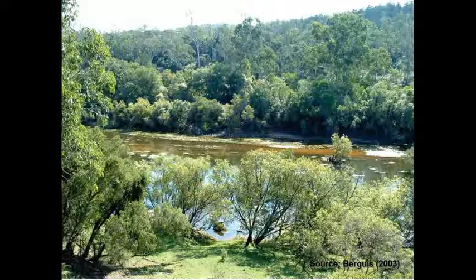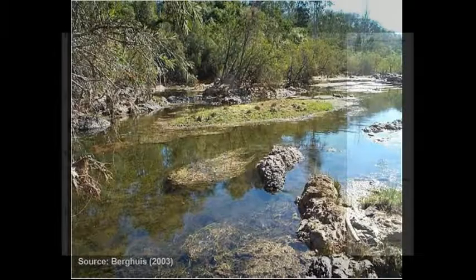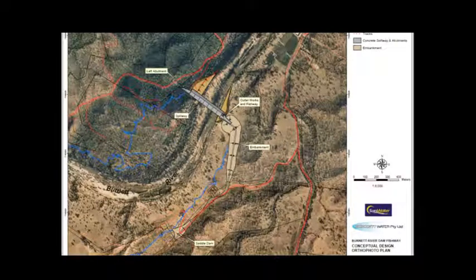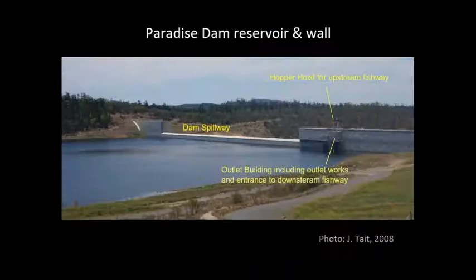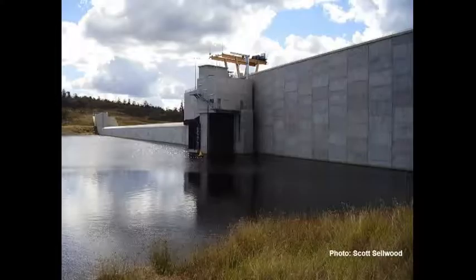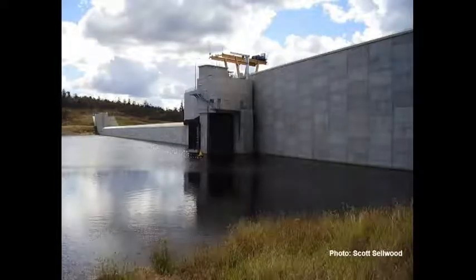Okay, now imagine you dump a million tons of concrete on that and a 40 meter concrete wall. How do you reckon that goes now for fish passage? Not so good? Okay, well that's what we've done. So we've gone from that to a 40 meter high concrete wall. That's the dam wall from upstream. So that's the dam reservoir, and there's this big spillway. And this is the dam wall a bit closer up.